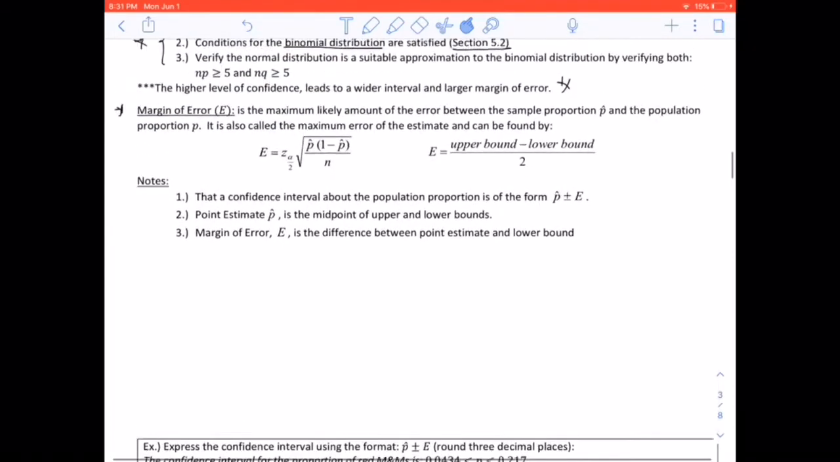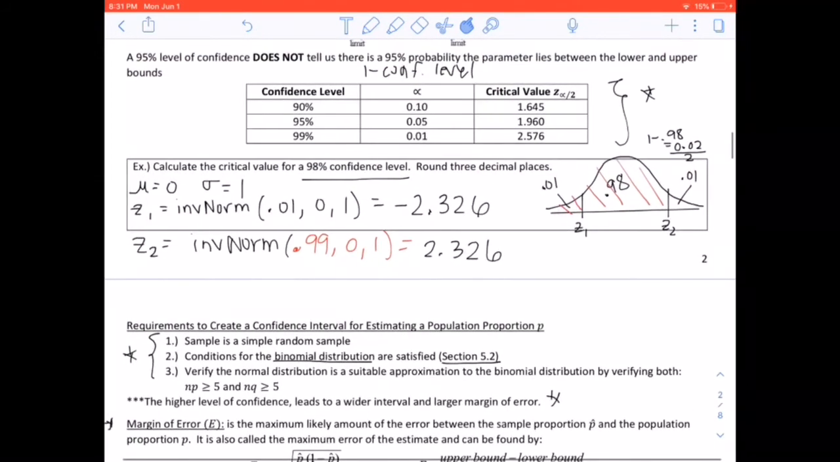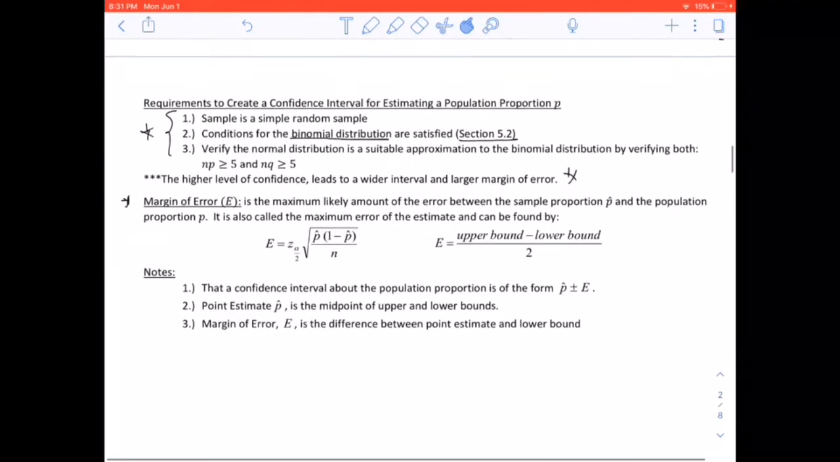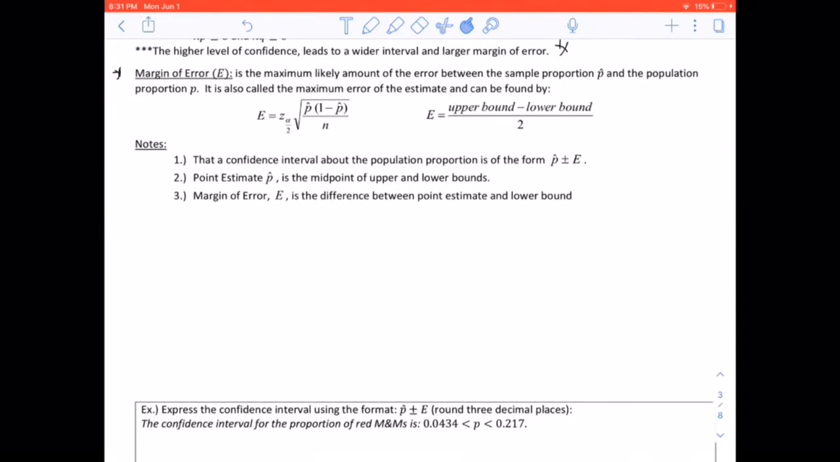Z alpha over 2 is found either in the table here, or by what we did in the example right below if it's a different value rather than 90, 95, or 99%. And then we multiply by the square root of p hat times 1 minus p hat, all divided by n. It says note that a confidence interval about the population proportion is of the form p hat plus or minus E. The point estimate p hat is the midpoint of the upper and lower bound, and the margin of error E is the difference between the point estimate and the lower bound.